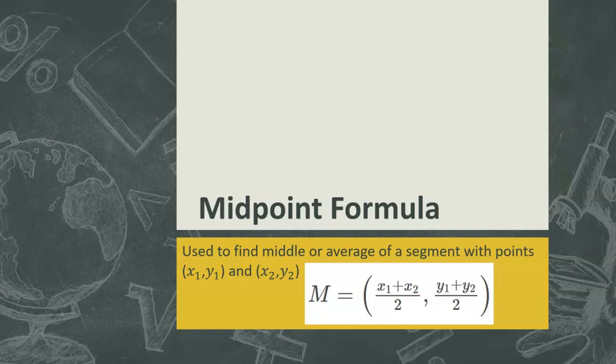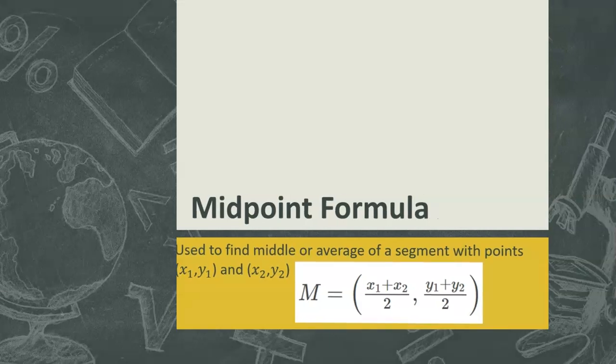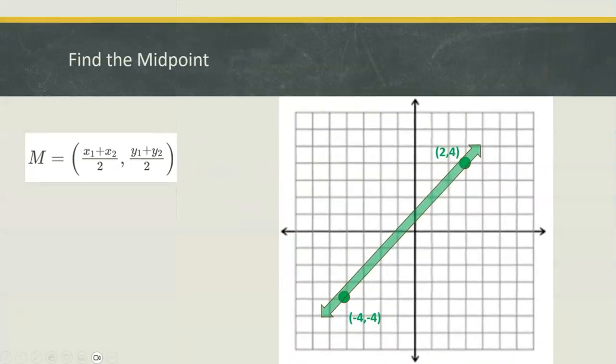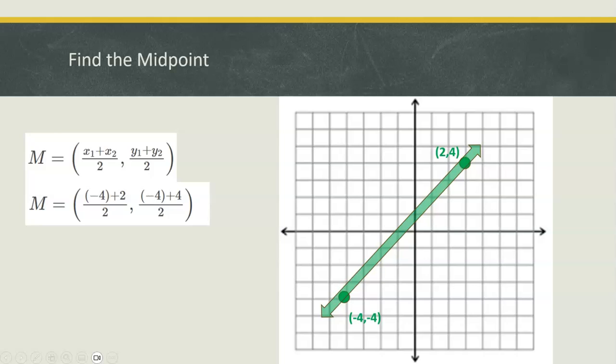This is your midpoint formula. It's used to find the middle point or average between a segment. So you find the average of your x's divided by 2 and the average of your y's. So here you have a line with point -4, -4, and another point 2, 4. You'll add your y's together and your x's together. So first, your x's, -4 plus 2, and then your y's, -4 plus 4.